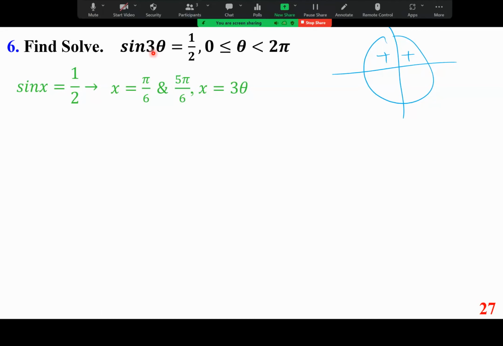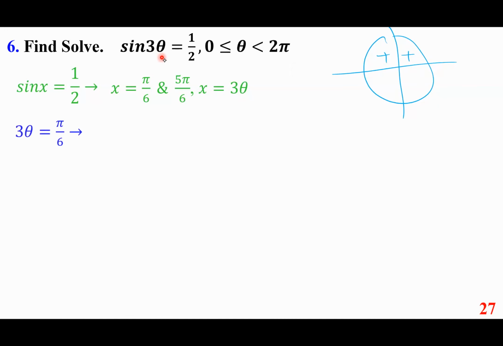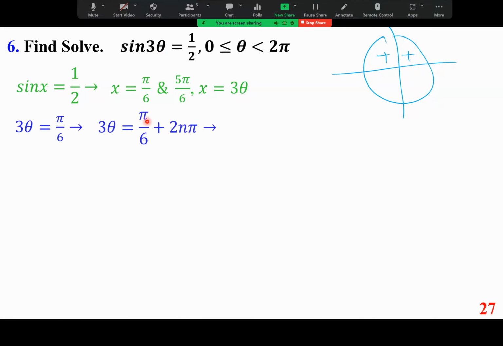Whenever you have multiple angles, 2 theta, 3 theta, 4 theta, this is the methodology that I'm going to show you. So 3 theta equals pi over 6. And you must write it as 3 theta equals pi over 6 plus 2n pi. Now, since we're solving for theta, we're going to divide by 3. This becomes pi over 18. This becomes 2n pi over 6 over 3.